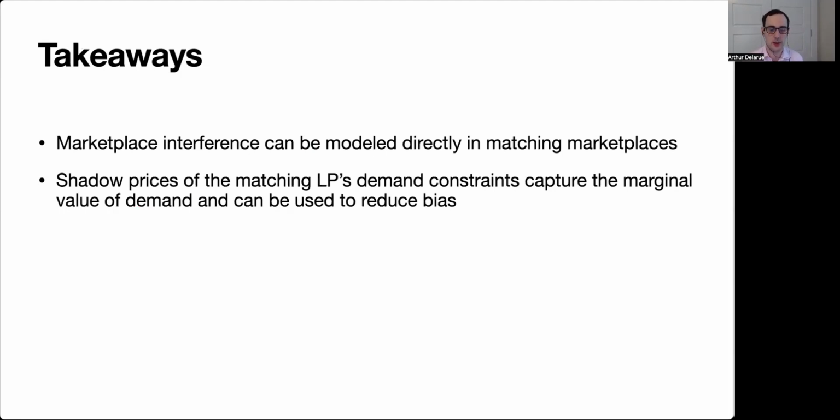But it turns out that in matching marketplaces, because the platform has so much decision power over the outcomes of each demand and supply unit, we can use this decision power to really capture the structure of interference and use that to design better, less biased estimators. And I guess my other takeaway is that linear programming 101 is super useful, and we should all be paying attention in our first year PhD courses.